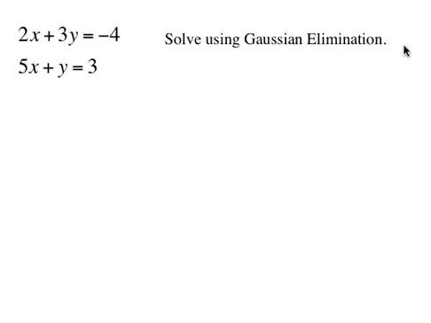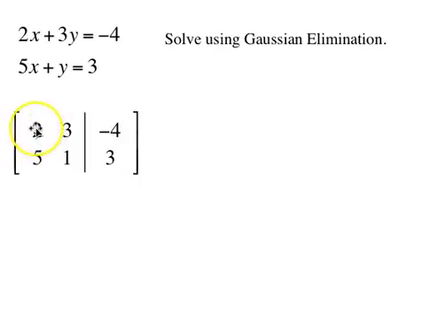Our next question, we have a system of equations. 2x plus 3y is -4, and 5x plus y is 3. We want to solve this with Gaussian elimination. So that's with augmented matrices. We're going to rewrite that: [2, 3, -4; 5, 1, 3]. I need this first number to be a 1. So I'm going to multiply the first row by 1/2. So my new row 1 will be the old row 1 divided by 2, or multiplied by 1/2. That'll be 1, 3/2, -2. That is my new row 1. Row 2 stays the same.